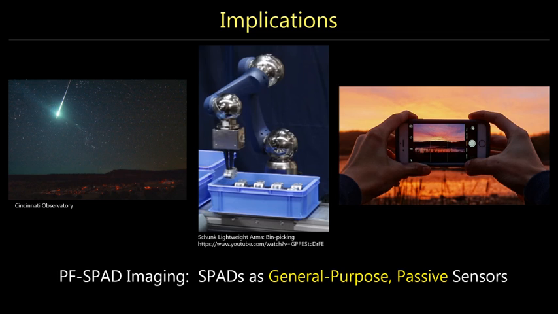SPADs are traditionally used in niche applications that require precise photon timing information or imaging in very low light. Our passive free-running imaging method shows that SPADs can have a wider scope as general-purpose passive imaging sensors at all light levels. This will have broad implications for situations that require capturing scenes with extreme dynamic range in myriad scientific and consumer imaging applications such as astronomy, microscopy, computer vision, robotics, and consumer photography.